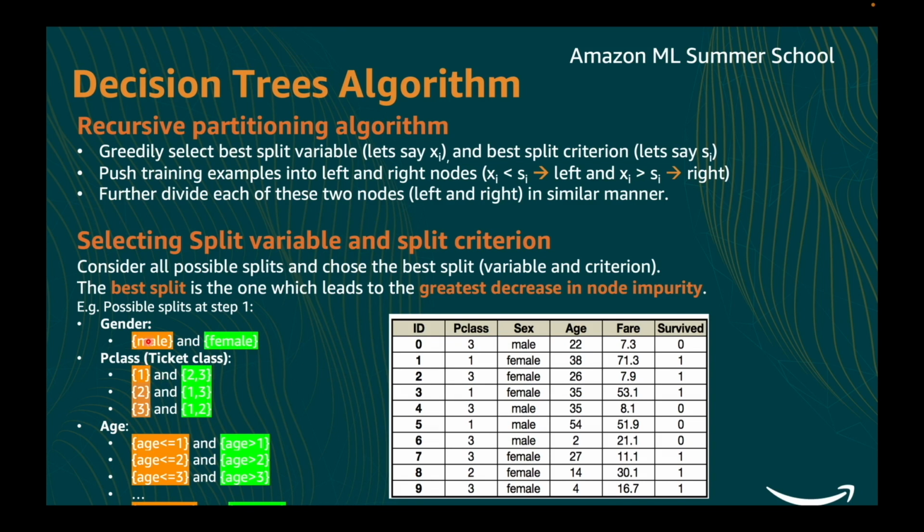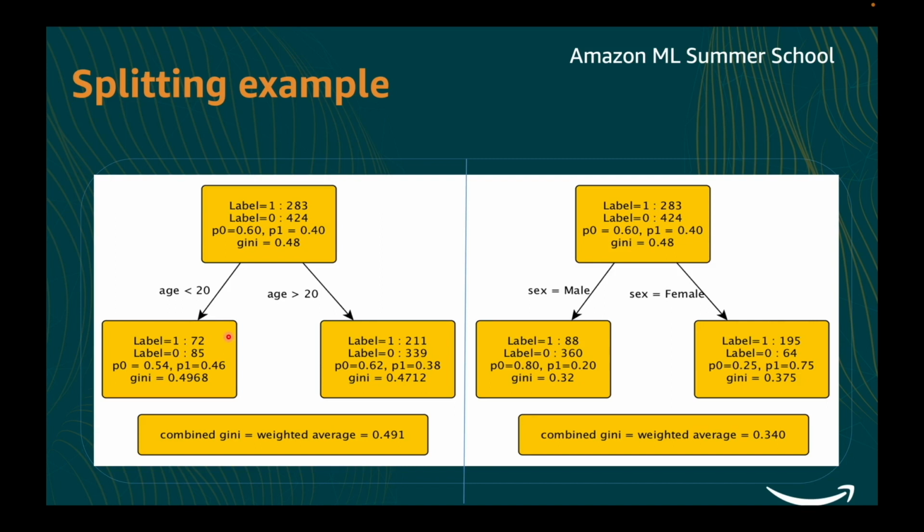Each of these orange and green box pairs is a new, different split criteria. So we want to choose the best one, the one which leads to the greatest decrease in the impurity of the resulting nodes, right? So let's look at an example of this first before we talk about the criteria for measuring impurity of nodes.